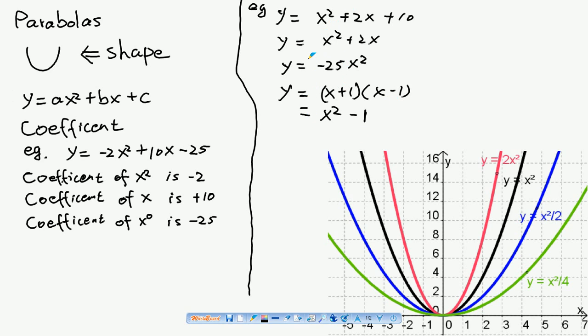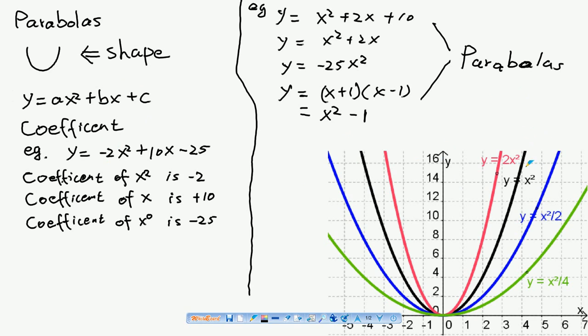The key point is that the highest power of x in the equation is 2, so you have a term x squared in there. They are parabolas.